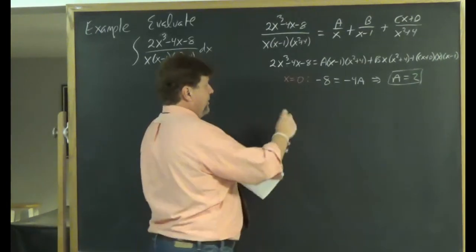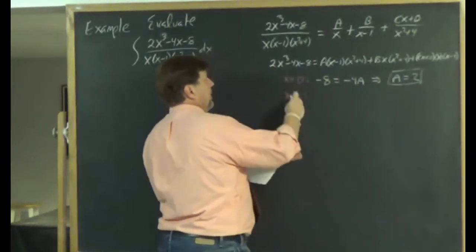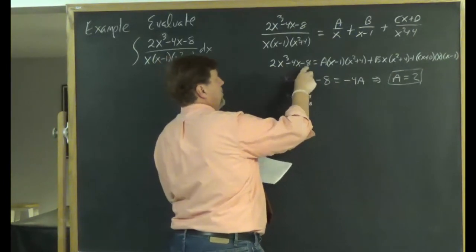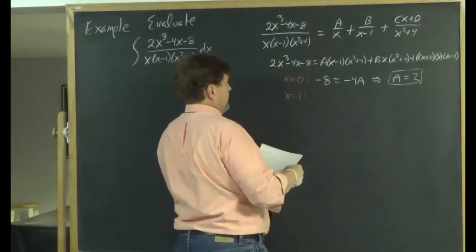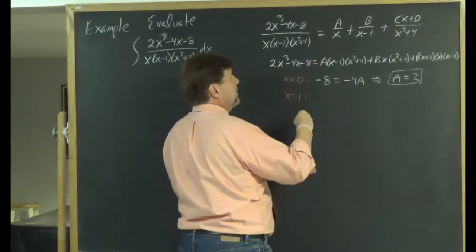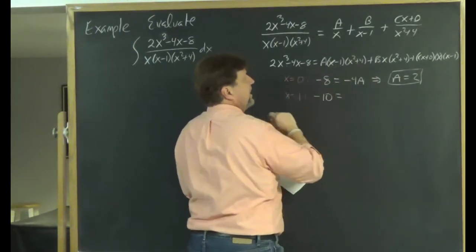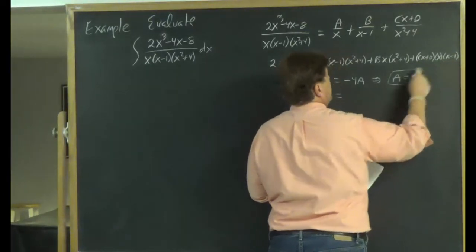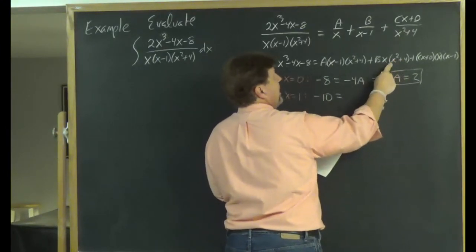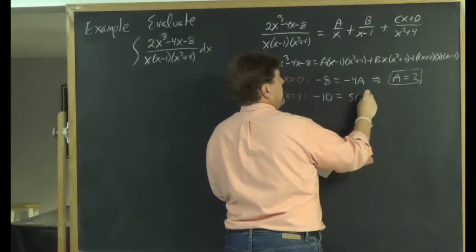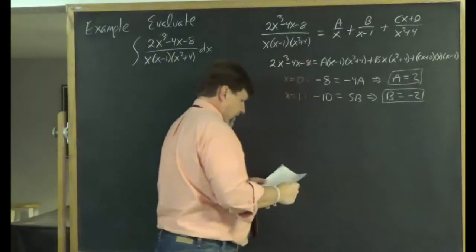Looking for another convenient value, and I think it's x equals 1. That's the next convenient value. So 1 comes in here for x, 2 minus 4 minus 8, we get negative 10. This will be 0 thanks to that factor. So what do we have here? 1 plus 4 is 5. So we get a 5b, so we get b is negative 2. All right, so far so good.